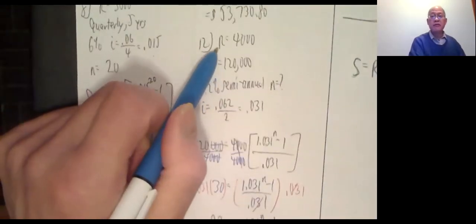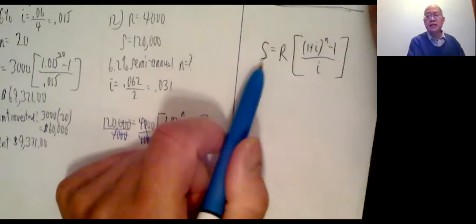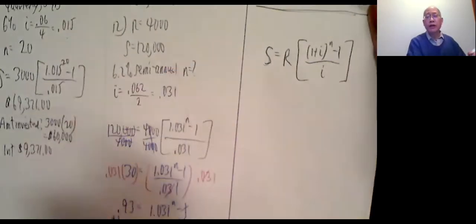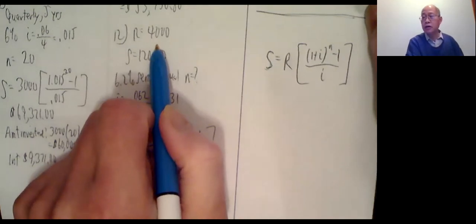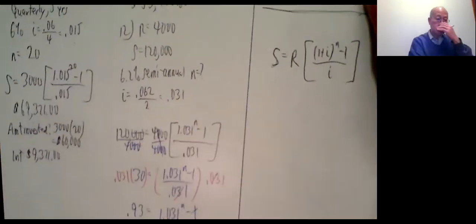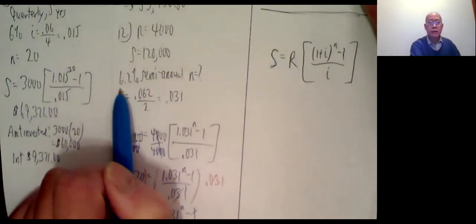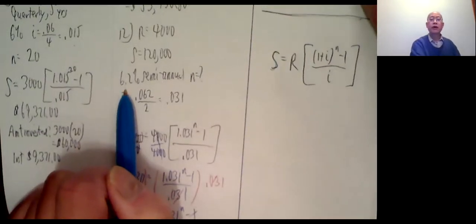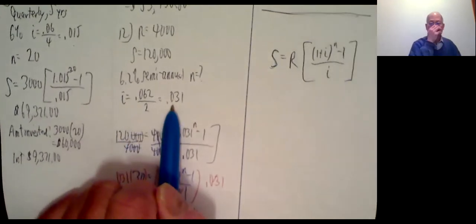So this time they give me the R, 4,000. They give me the S, the new amount, 120,000. This is the scenario where you're saying, I want it to grow to a certain amount. I know how much I'm depositing. How long would it take for me to attain what I want? So 6.2% compounded semi-annually. We know what that means. Divide that by 2. So 0.062 divided by 2 is 0.031.